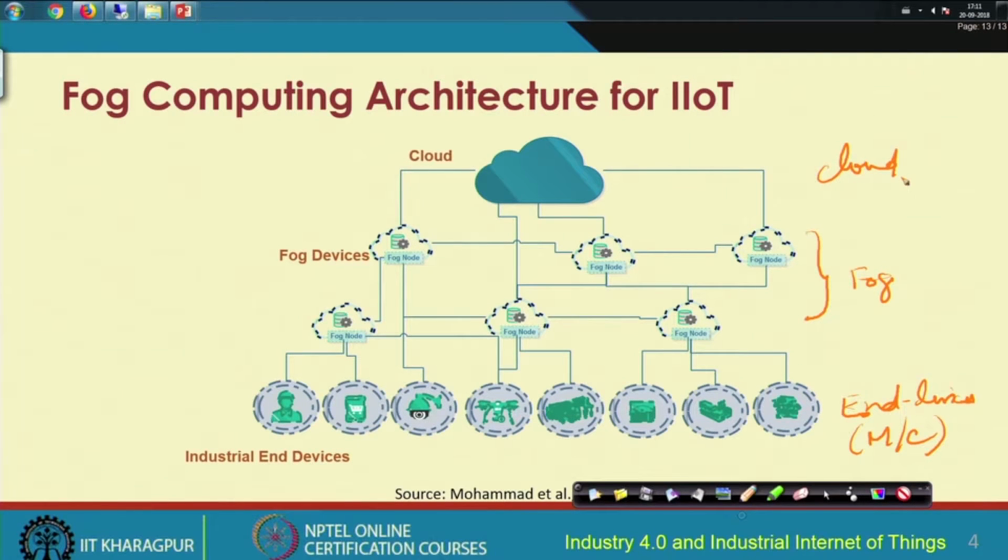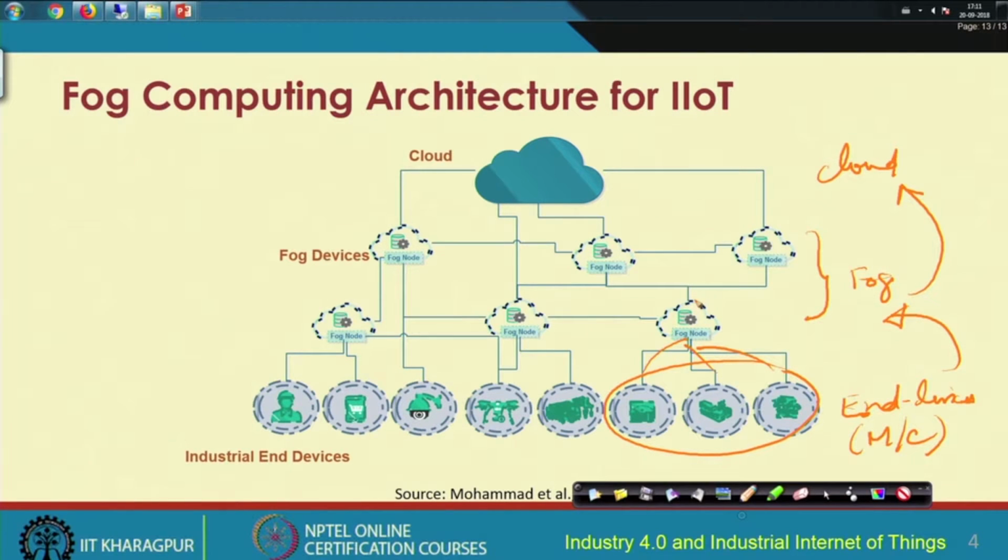As I told you earlier, the idea is to have certain executions done at the fog layer, at the fog node, and the rest being sent to the cloud for further processing. As you can see over here, these different fog nodes are fitted to different end devices, right. So, every fog node essentially takes care of a few end devices.